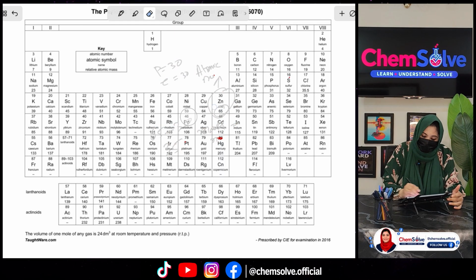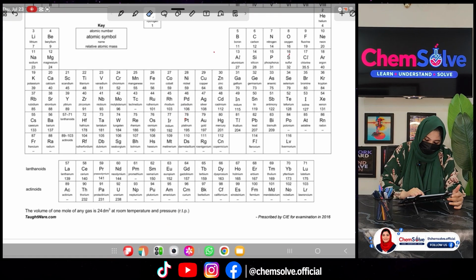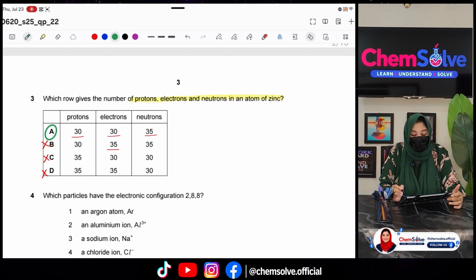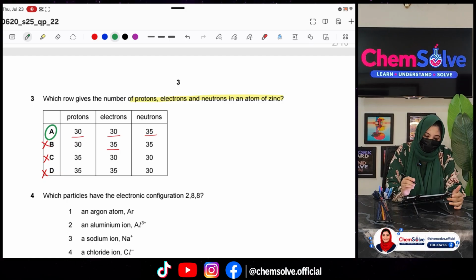So that's why protons are 30. So C and D are the wrong options. We have to choose between A and B. B says it has electrons 35. No. Protons are 30, electrons are 30, and neutrons are 35. So option A seems to be the correct option for question number 3.